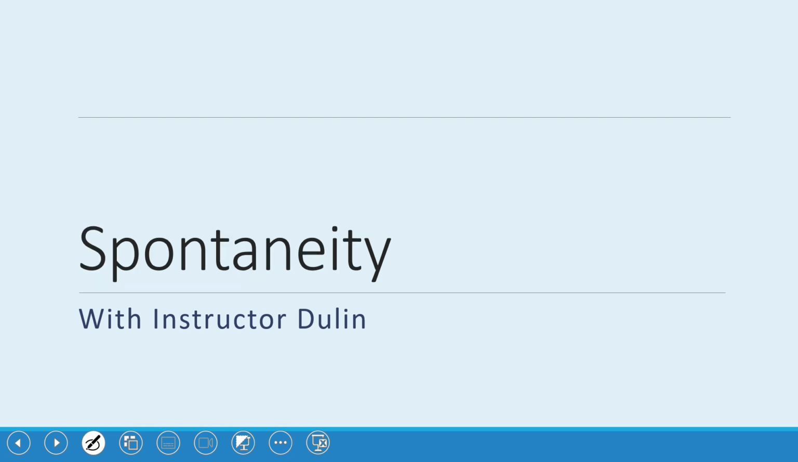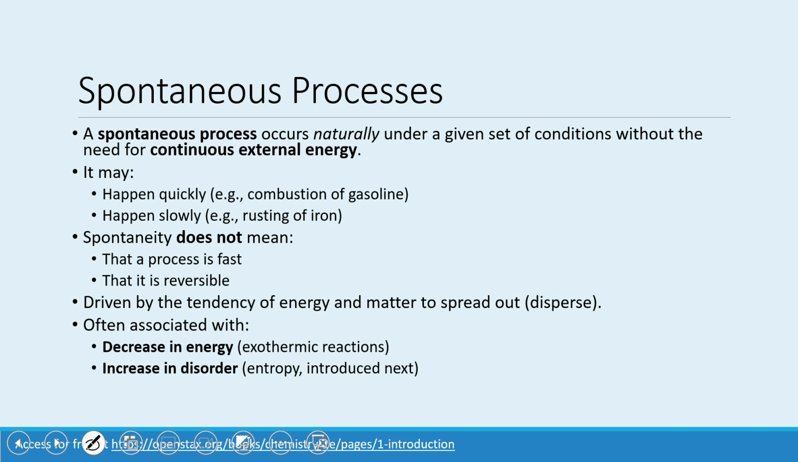So we're going to start with the topic of spontaneity. A spontaneous process is going to be one that occurs naturally under a given set of conditions without any addition of energy needed. So this could happen quickly or slowly. It's important to know that we are talking about thermodynamics in this section, which is different than kinetics, right? Kinetics is going to be how fast or slow a reaction occurs. Thermodynamics will simply tell you if a reaction will occur eventually, right?